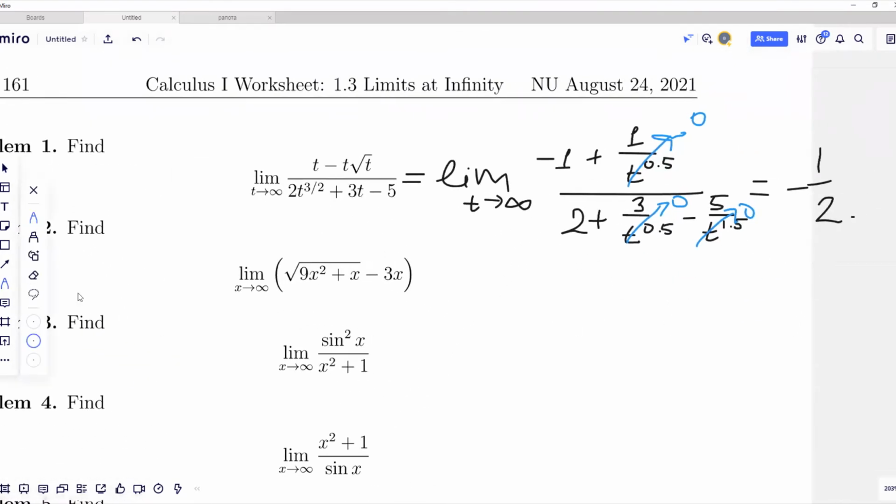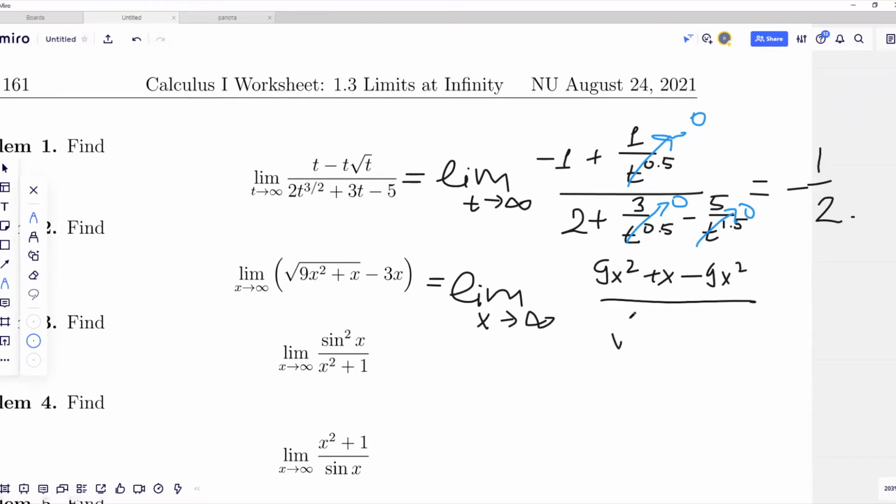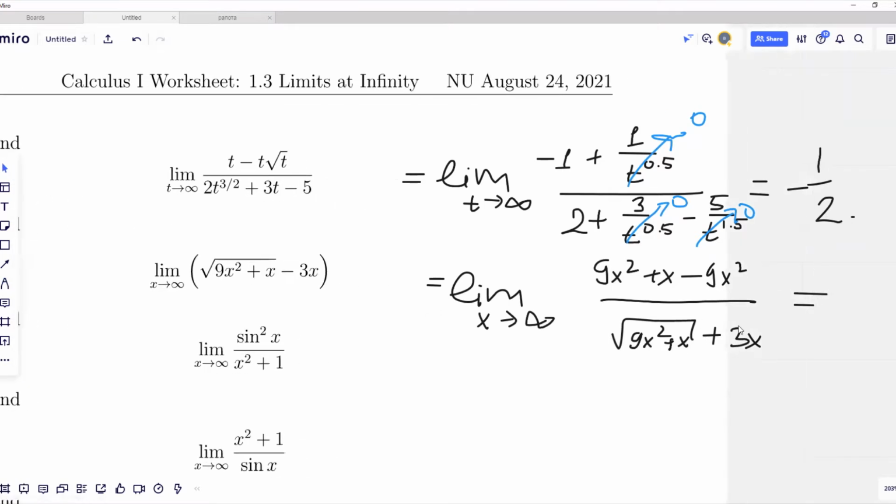Okay, next problem. So when you see problems of this type, try multiplying numerator and denominator by conjugate, which is going to bring us to the following expression: limit as x goes to infinity, 9x squared plus x minus 9x squared divided by root of 9x squared plus x plus 3x, since we are multiplying and dividing by conjugate.